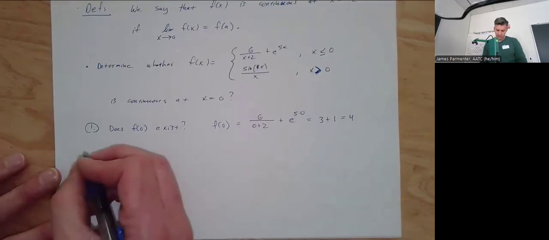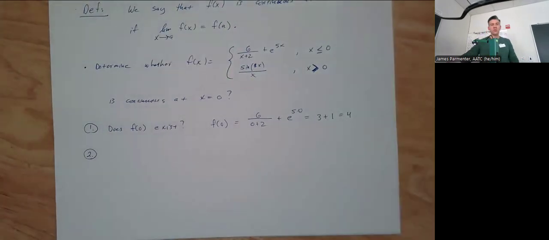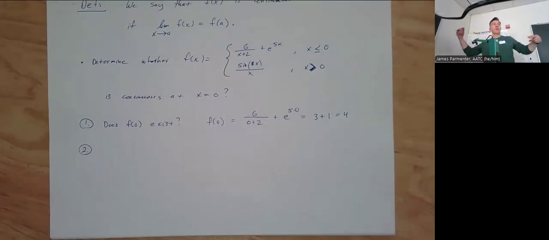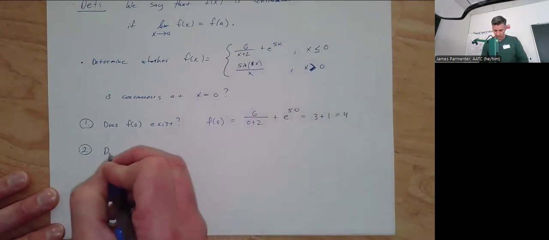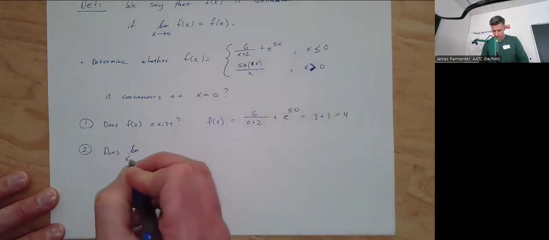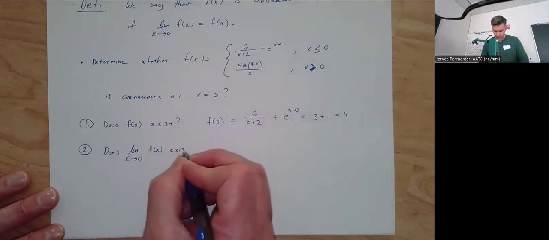Now for the second part. And for a piecewise function, usually the second part means taking the one-sided limits. And usually, not always, but usually, one of those one-sided limits should be using the piece you've already dealt with. So here, if we look at the limit as x approaches 0 from the left, does the limit as x approaches 0 of f of x exist?